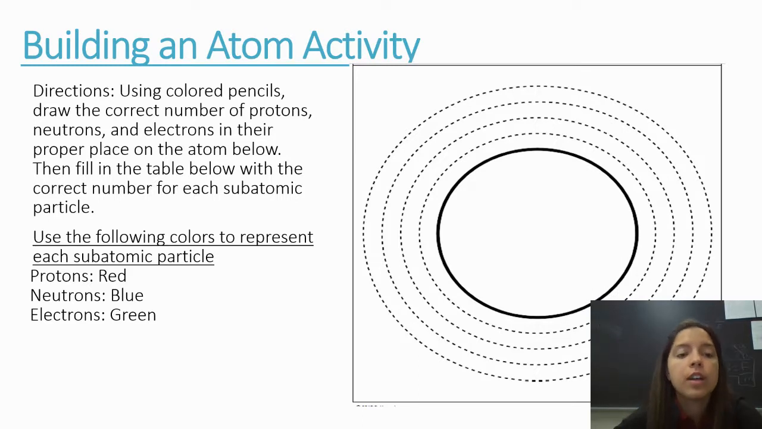Okay, so you are going to, using color pencils, draw the correct number of protons, neutrons, and electrons in their proper place in the atom below. Then fill in the table below with the correct number of each subatomic particle. Use the following colors to represent each subatomic particle. So you're going to do protons in red, neutrons blue, and electrons in green.